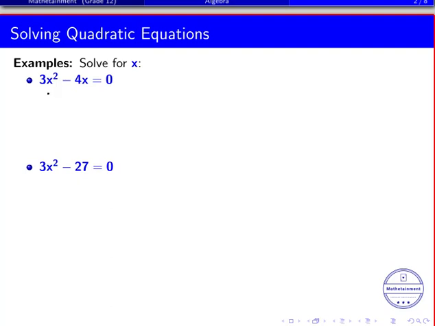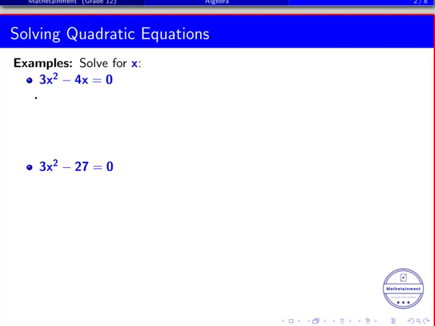So if you look at this first example here, it's already in standard form because the value of a there is 3, the value of b is -4, and the value of c is actually 0. So it's already in standard form, but it's a binomial. So when we factorize the left-hand side, we want to employ a common factor there. The common factor there is x.